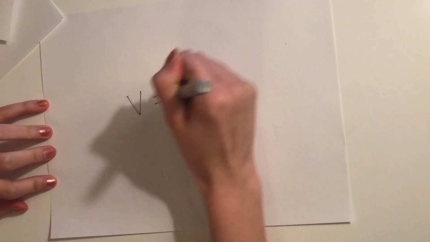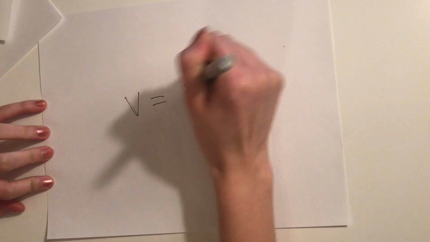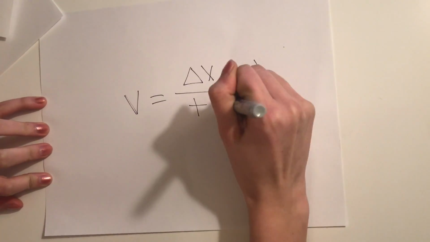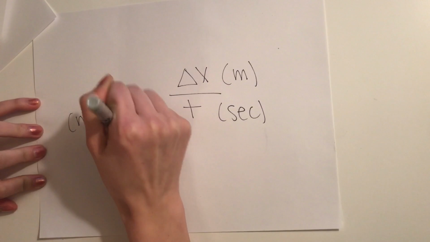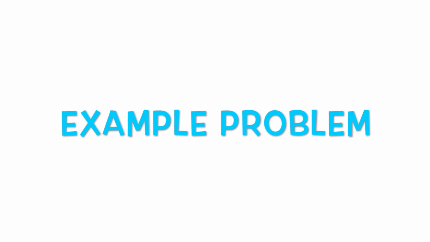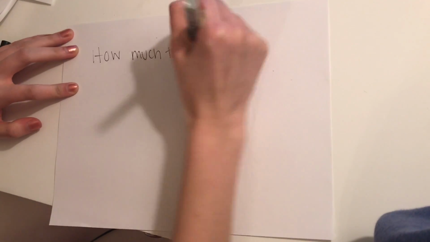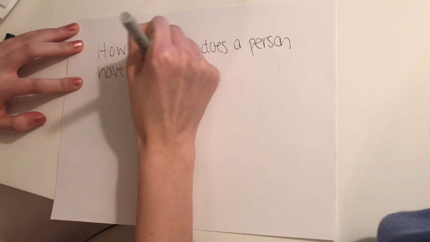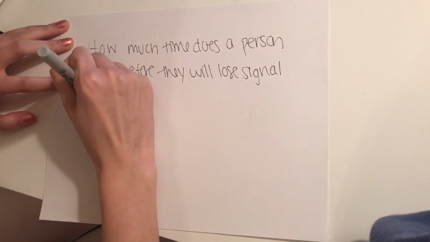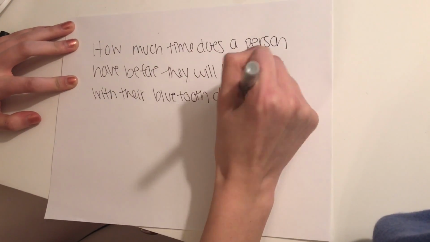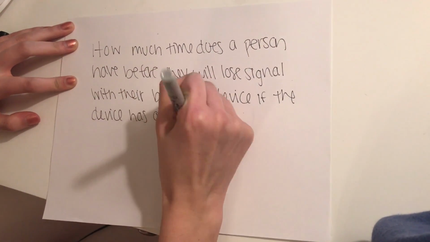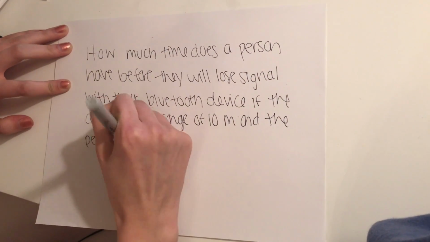Another equation you can use involving Bluetooth devices is the formula velocity equals distance over time. This can be used when considering the range of the Bluetooth device. Here's an example using the second formula. How much time does a person have before they will lose signal with their Bluetooth device if the device has a range of 10 meters and the person is walking away at 3 meters per second?